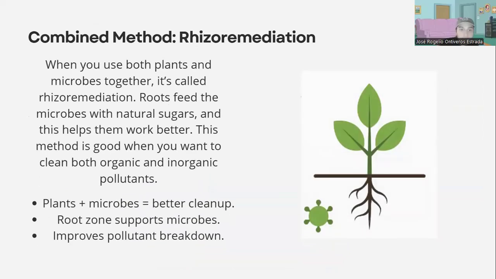Okay, combined method, rhizoremediation. When you use both plants and microbes together, it's called rhizoremediation. Roots feed the microbes with natural sugars, and this helps them work better. This method is good when you want to clean both organic and inorganic pollutants. Plants plus microbes equals better cleanup. The root zone supports microbes and improves pollutant breakdown.